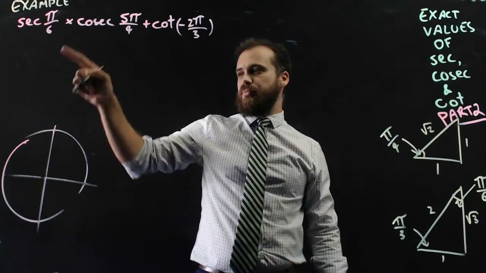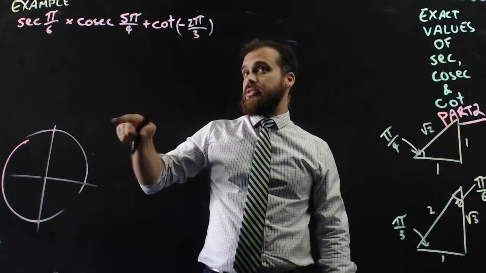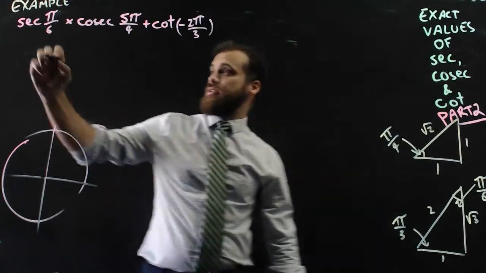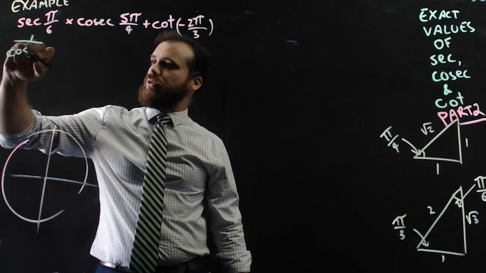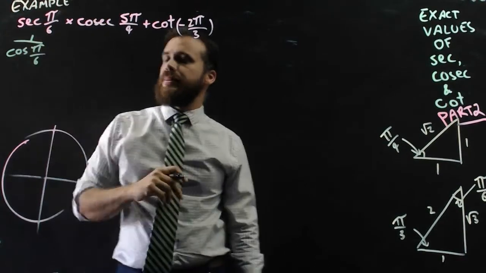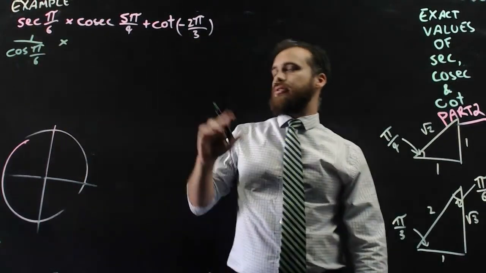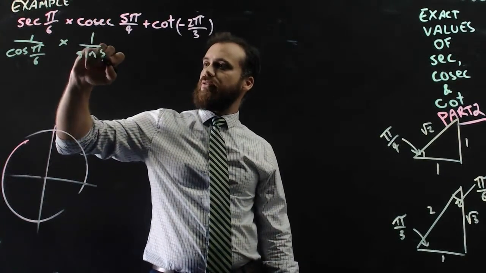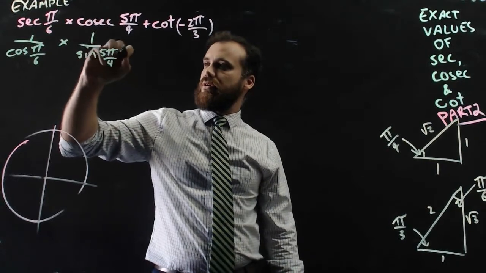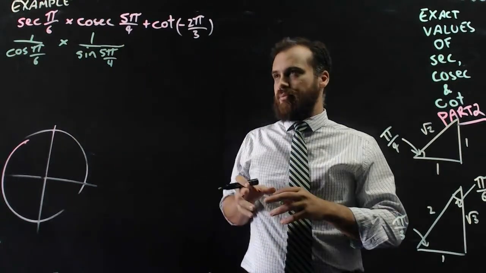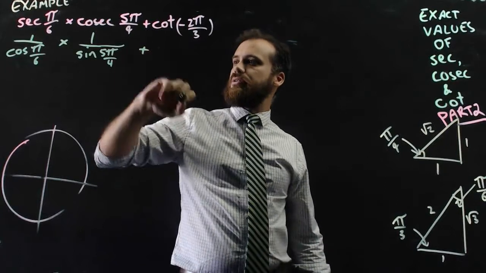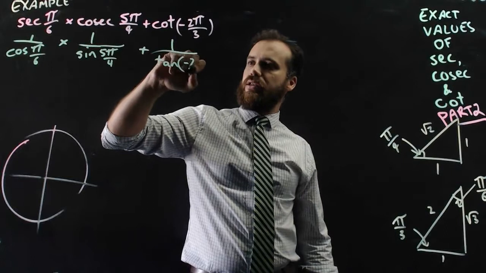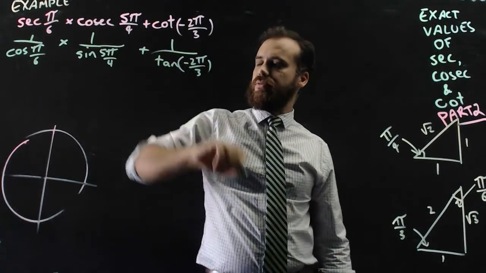Sec pi on 6 is simple because it's in quadrant 1. So that's going to be the same as the reciprocal of cos pi on 6. So it's the same as 1 on cos pi on 6. Alright. Now, cosec, it's going to be 1 on sine 5 pi on 4. We might need to do a little bit of something there. And plus 1 on tan negative 2 pi on 3.